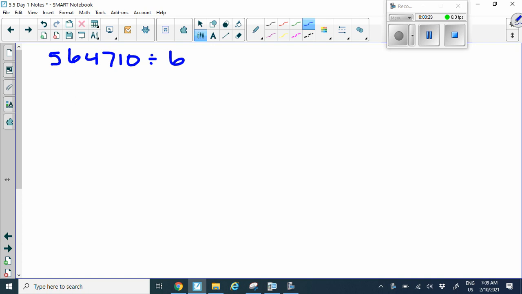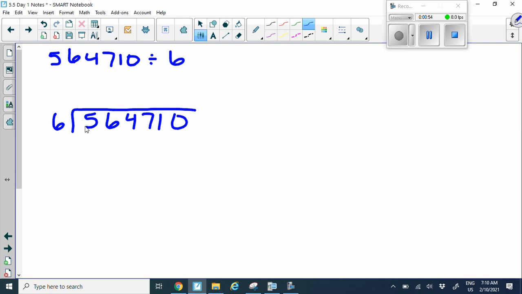Okay, so the first thing is we're going to take the 6, and that's going to be on the outside. We have our division bar here, and we put the bigger number inside, or really the first number inside there. Now, the idea is that we want to get close to these values as much as possible. And we're going to think 6 times what gives us these values. So let's start with the 5. Can 6 go into 5?